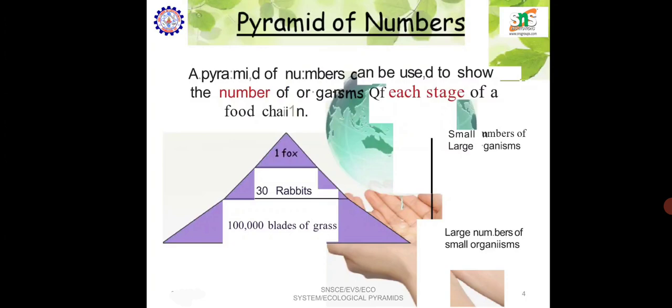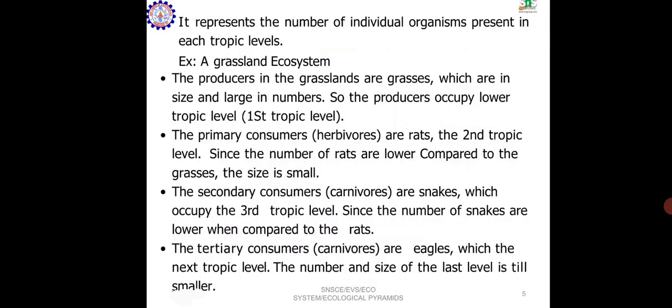So what is the pyramid of numbers? A pyramid of numbers can be used to show the number of organisms at each stage of the food chain. For example, 1,000 plants of grass can be eaten by 30 rabbits, and those 30 rabbits can be eaten by one fox. So this is the pyramid of numbers. It represents the number of individual organisms present in each level.